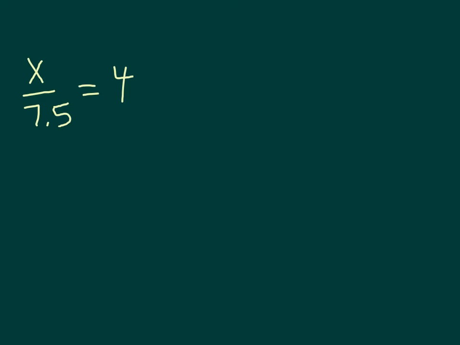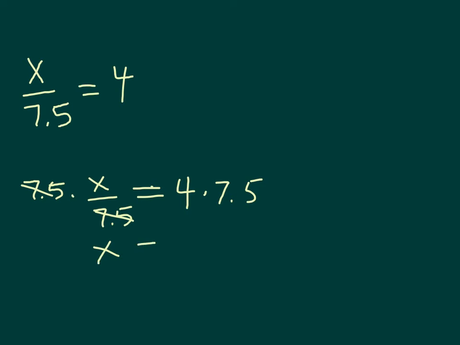Okay, here's another problem. X over 7.5 equals 4. Since we're dividing by 7.5, we're going to do the opposite, which is multiply. So 7.5 times x over 7.5, which looks really weird to have decimals in the fraction area, doesn't it? And then we have 4 times 7.5. So cancel that out. You're going to get x equals something.